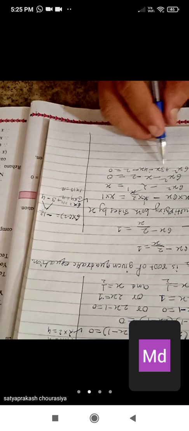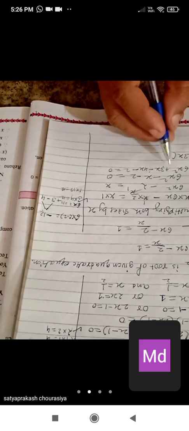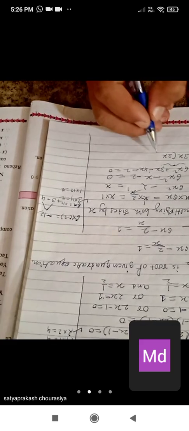Now take the common. So what is common between the 6 and 3x? 3 twos are 6. That's why 3 will also come as common and x will also come as common. So 3x is common in between these two. So 3 twos are 6, so 2x plus. Now 3x is taken outside, so here 1 will be left because 3 ones are 3.